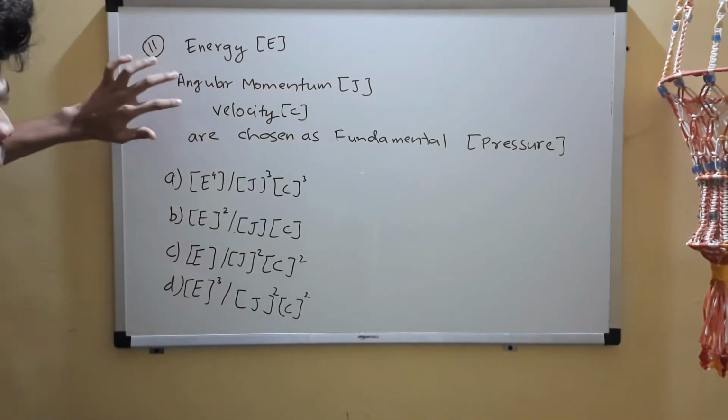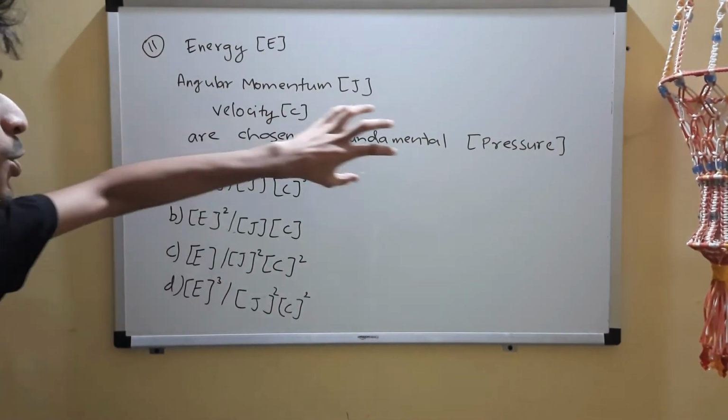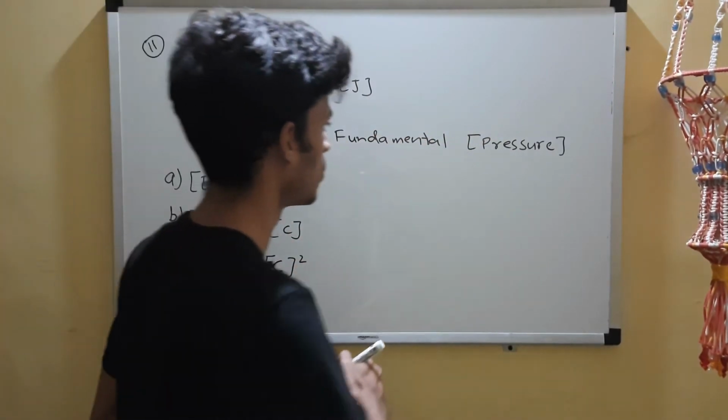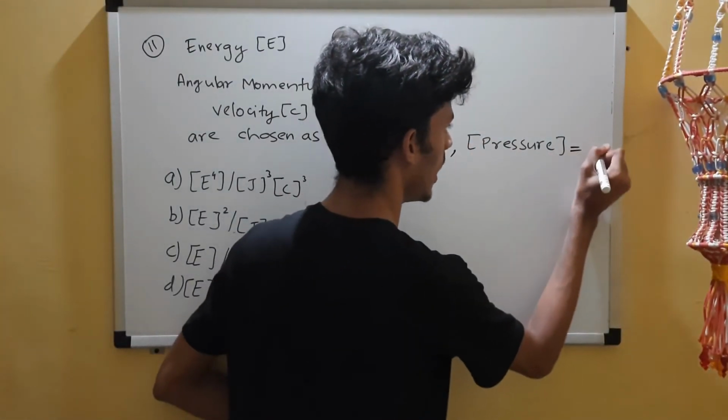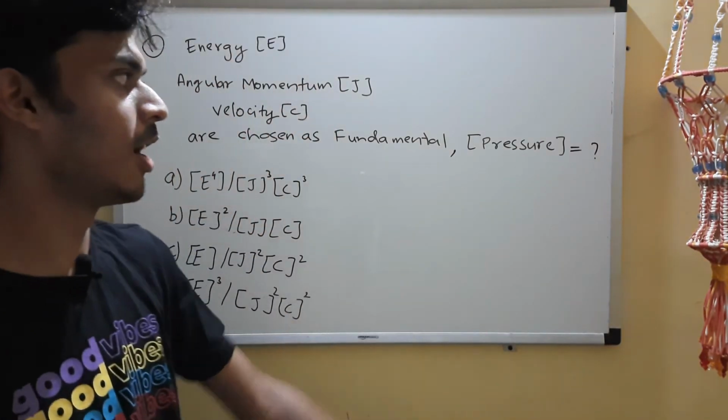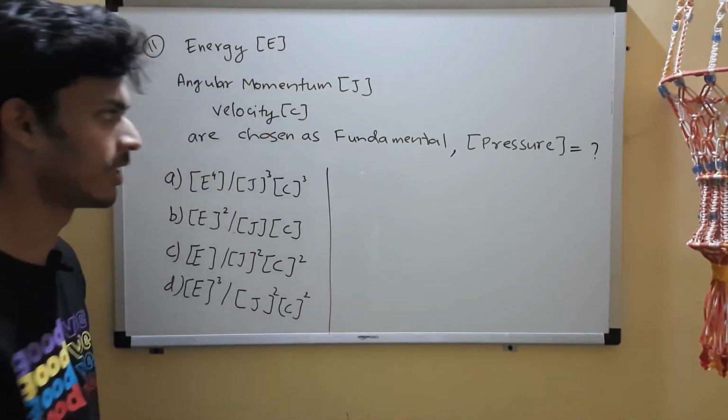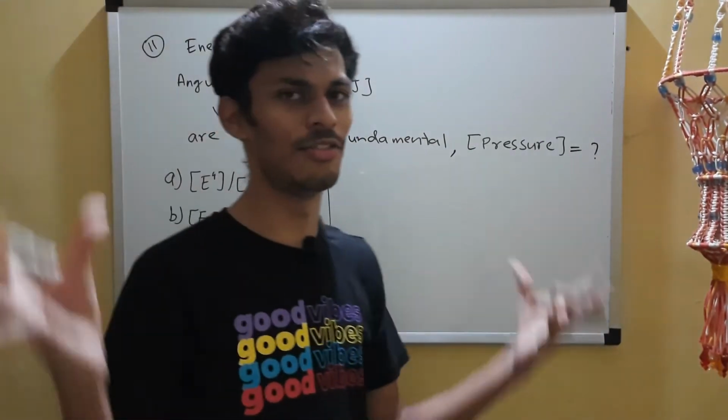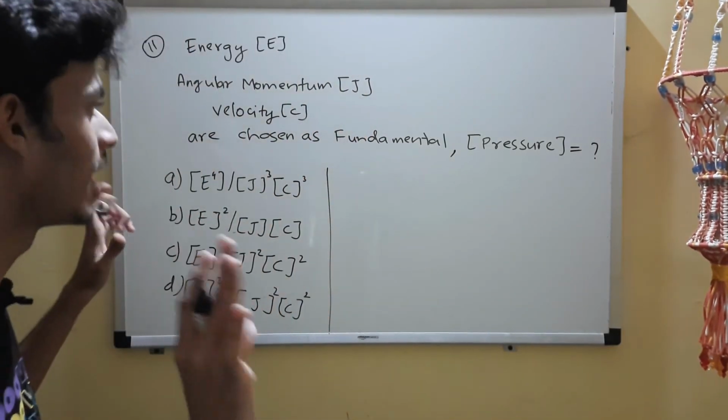Energy, angular momentum and velocity are chosen as fundamental. Then find the dimensional formula of pressure. So that is the question. It might seem very different, but it's the same as the 9th question.